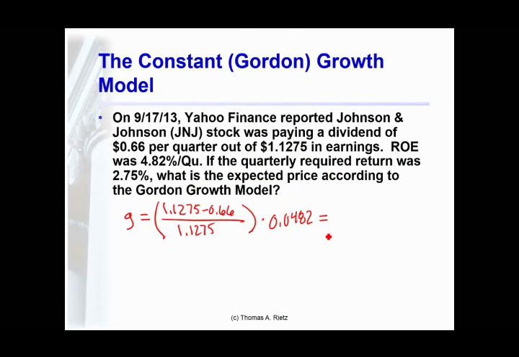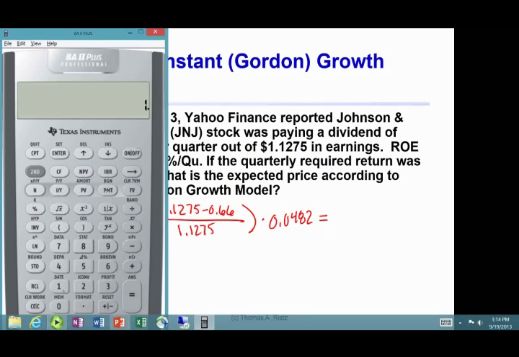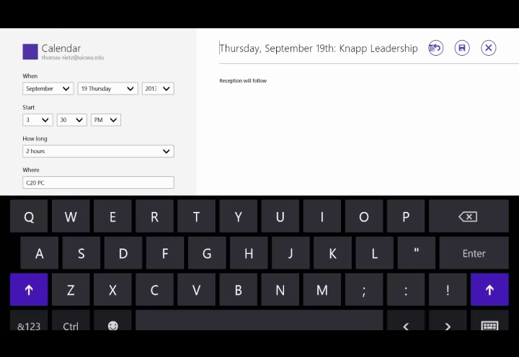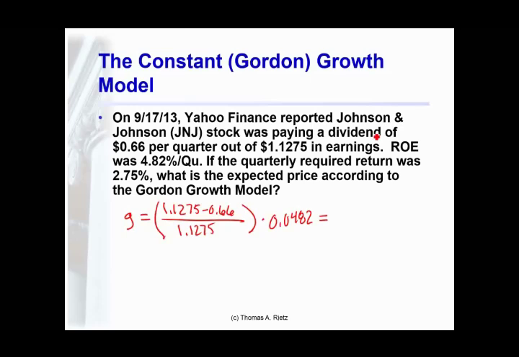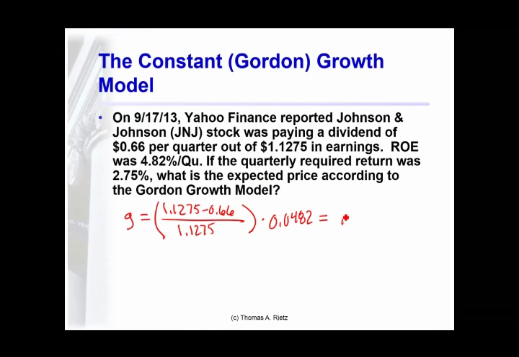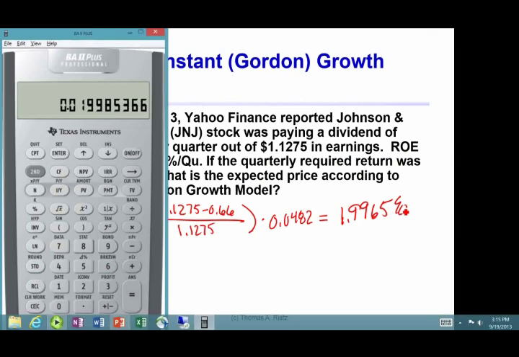Let's see, if we multiply that out, $1.1275 minus 0.66, divided by 1.1275, gives you a retention rate of 41%, which is a growth rate of 1.9965%. Now store that.